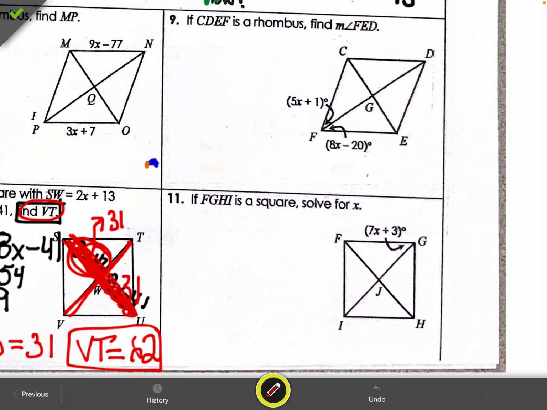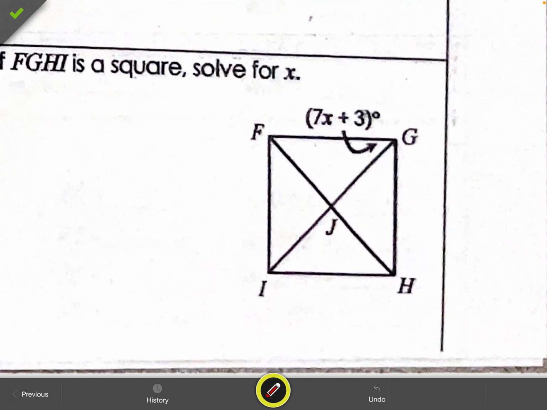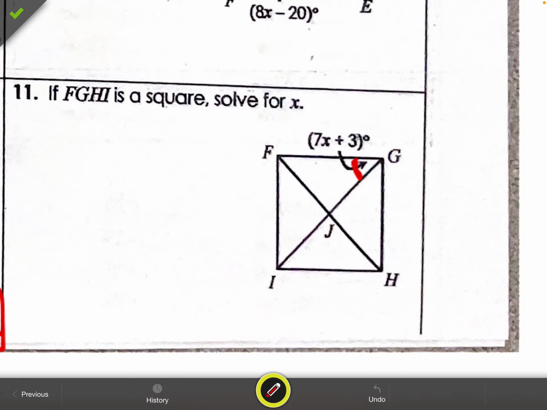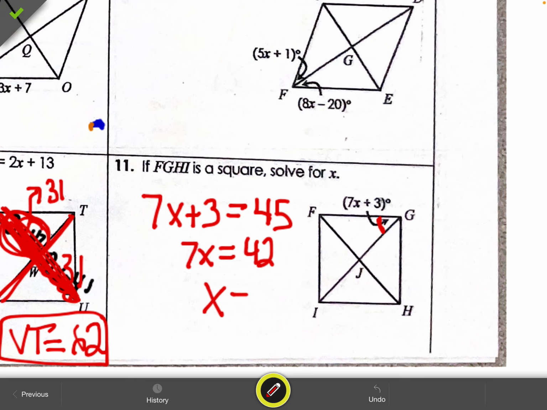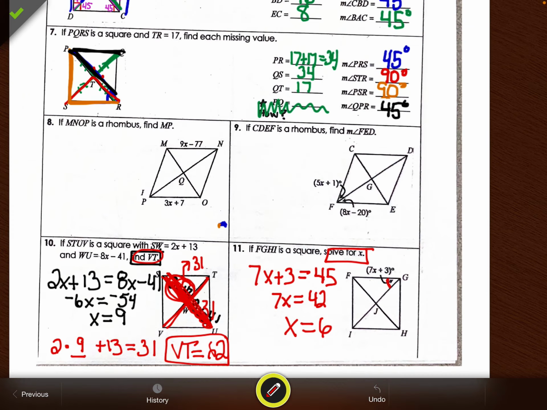All right, let's look at this one. If FGHI is a square, solve for x. Okay. Well, they're just giving me half of my corner. What do you know half of the corner in a square is? 45. So you're going to say 7x plus 3 equals 45. Solve it. Okay, again, you can just type it into Desmos, but you should get x equal to 6. And they didn't ask to plug in, they just said solve for x, so we're done, and we move on.